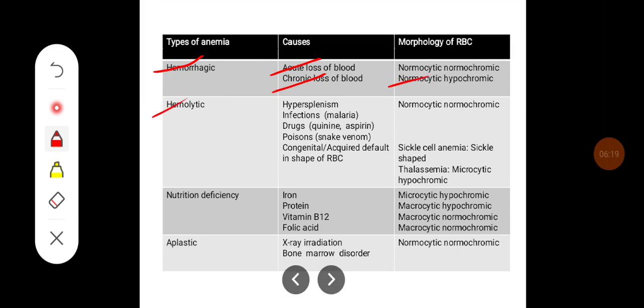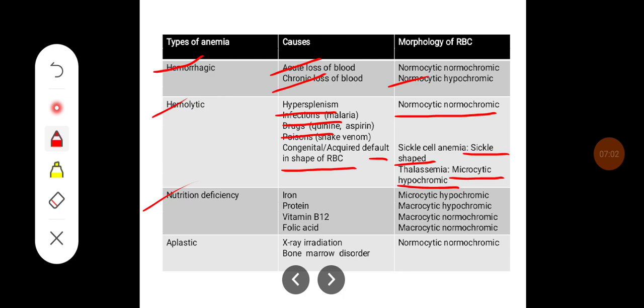In hemolytic anemia, which occurs in hypersplenism and infections like malaria, and with drugs and poisons which can affect the RBCs extracellularly, and there are some congenital causes, which can also be acquired, that change the shape of the RBC, such as sickle cell anemia, thalassemia, and hereditary spherocytosis. Here, the morphology would be normocytic normochromic anemia. In sickle cell anemia the RBC becomes sickle shaped, and in thalassemia you will see microcytic hypochromic anemia.